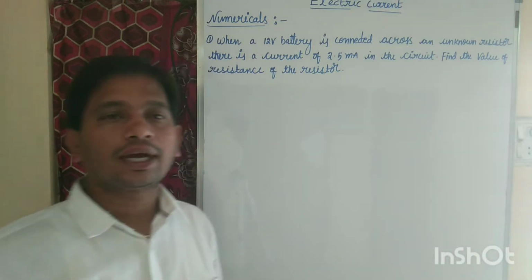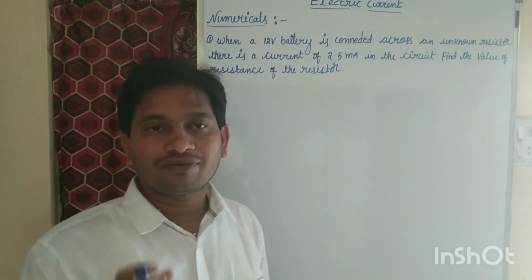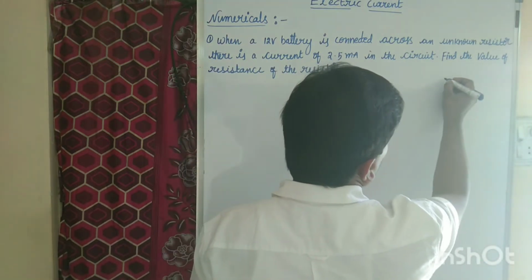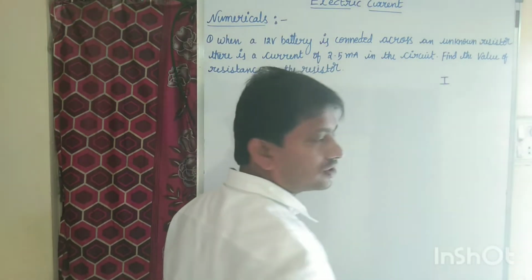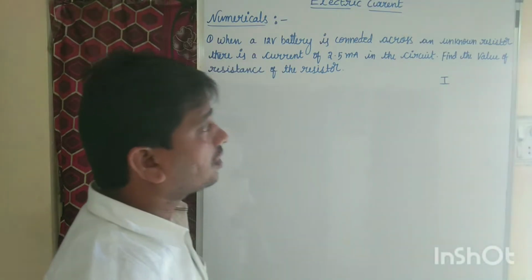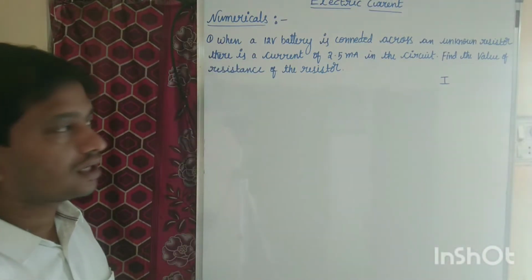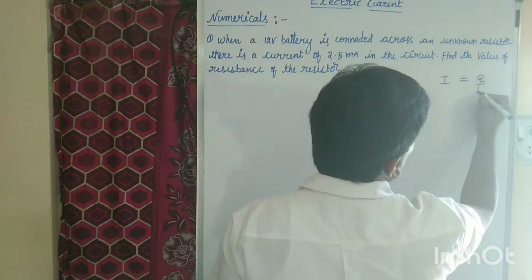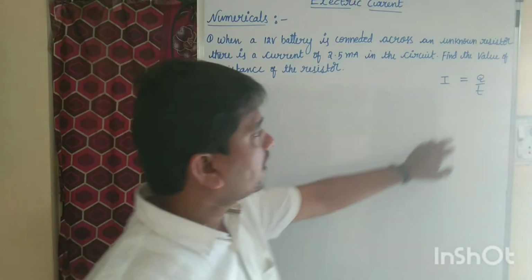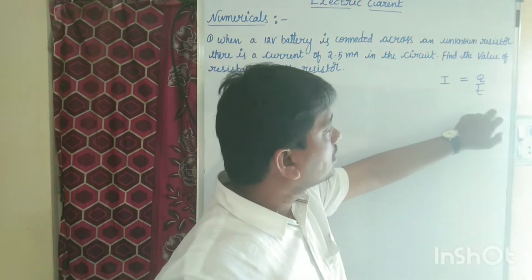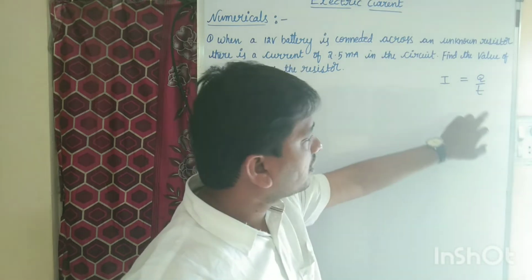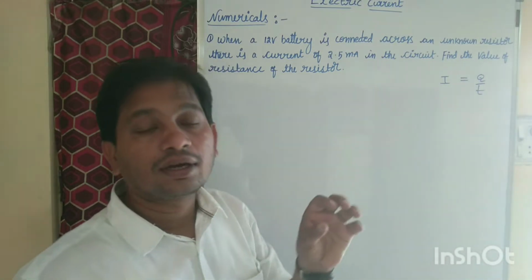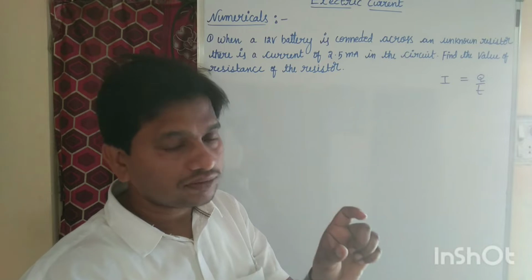Most of the times they will ask numericals from this chapter. First of all we have three concepts, and based on those three concepts they'll ask most of the numericals. The first one is electric current. Electric current I equal to Q by T, where Q is charge, the SI unit of charge is coulombs, T is time, the SI unit of time is seconds, I is electric current and the SI unit of electric current is amperes.